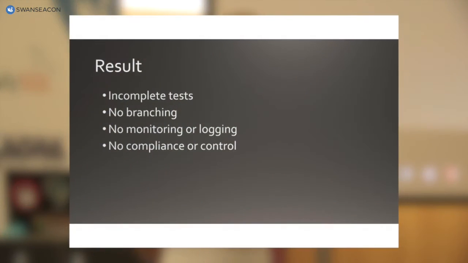The result wasn't really what we expected. We had incomplete tests. We had no feature branching, so everything we deployed had to be shipped immediately. We had no measurement, no monitoring or logging in place, and we had no compliance or control. So we gave people like a play garden, and we said, well, just do some nice things with it. And they did a lot of nice things with it. I mean, we really learned a lot.